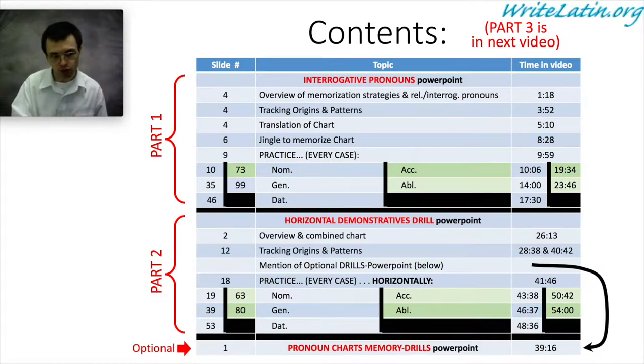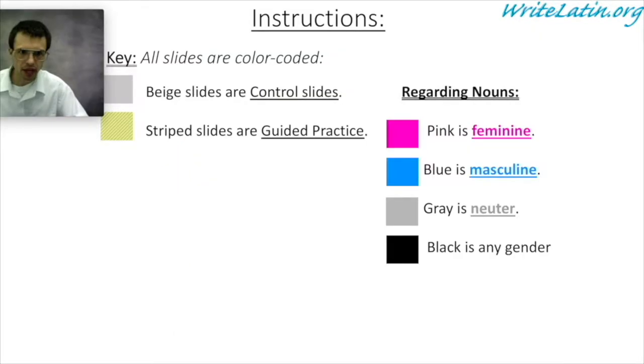And for that, we're going to move on to a third PowerPoint in the next video on relative clauses, where we'll cover both the interrogative aspect and the relative aspect. But that PowerPoint isn't shown here. And if you see the white slide, that's the one when you're supposed to give me an answer. Anything else is what you're not supposed to.